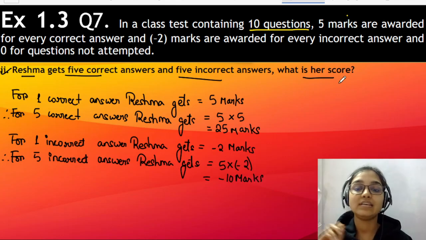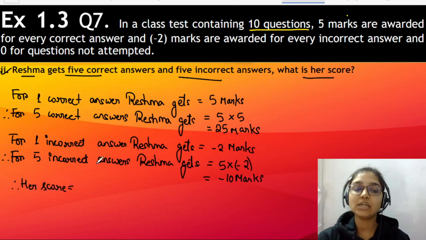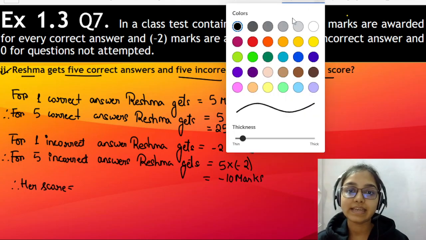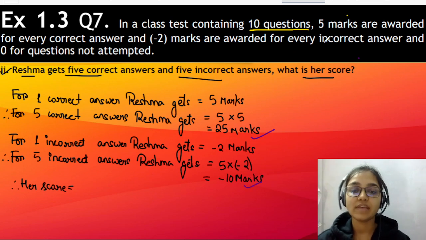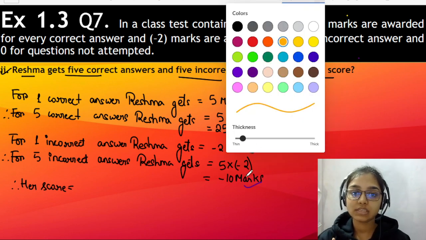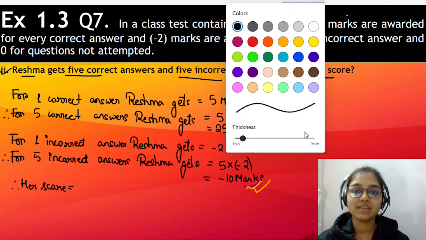Now we need to find her total score. So therefore, her score is the total of the marks which she got for giving correct answers and the marks which she got for giving incorrect answers. So we need to find the total of these two, right? So we just need to add these two, okay? So let's do the addition. It's pretty simple, isn't it?